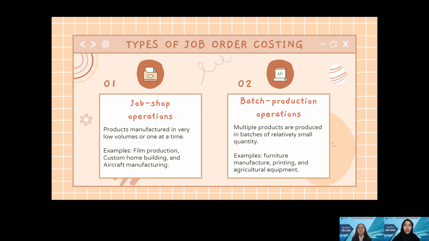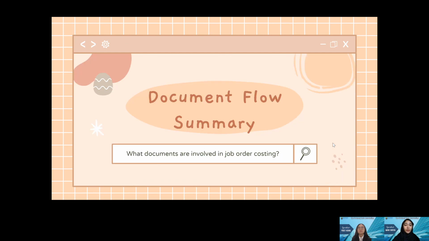Next, we will look through the batch production operation. In a batch production environment, multiple products are produced in batches of relatively small quantity. Examples include furniture manufacture, printing, agriculture equipment, and also pleasure boat production. And now we will look through the document flow summary. What documents are involved in the job order costing?